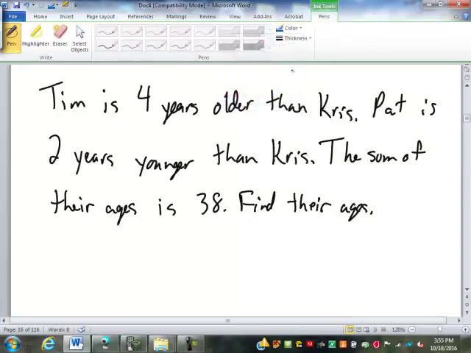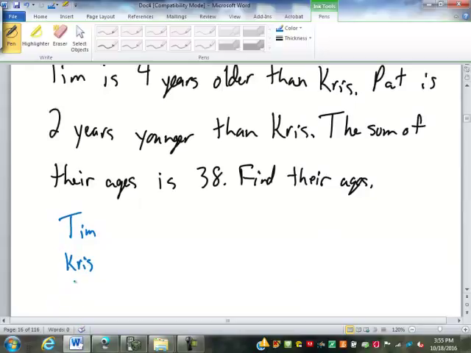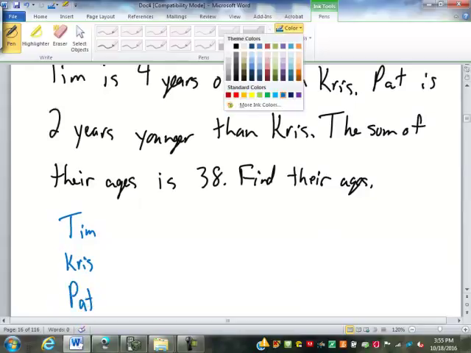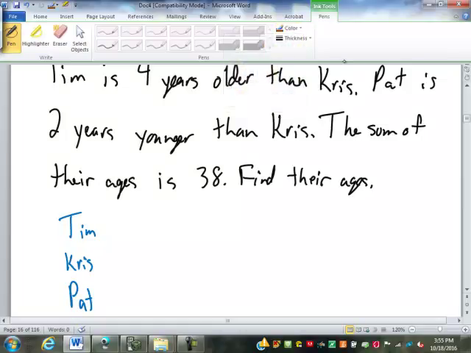So this one's a little bit different. We have 3 things that we're looking for here instead of just a length and a width. We have Tim, we have Chris, and we have Pat. Now it works out best if there's one of these values that both of the others are referenced off of. So let's start from the beginning and see if that works out. Tim is 4 years older than Chris. So that implies if we let Chris be K or X or whatever, Tim is going to be what? K plus 4, right? 4 years older.